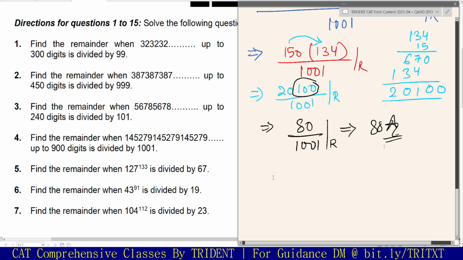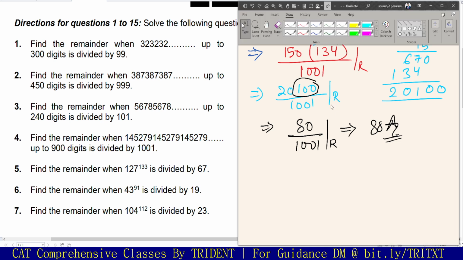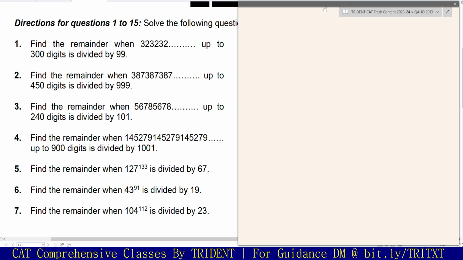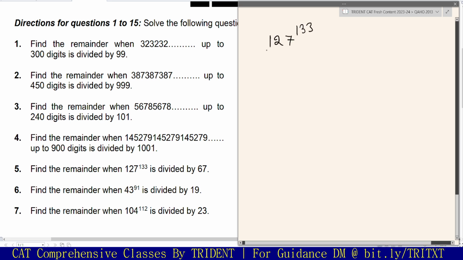Okay, all right, let's go to the next question, shall we? The next question is of a different kind. The next question asks us to find out the remainder when 127 raised to the power 133 gets divided by 67.